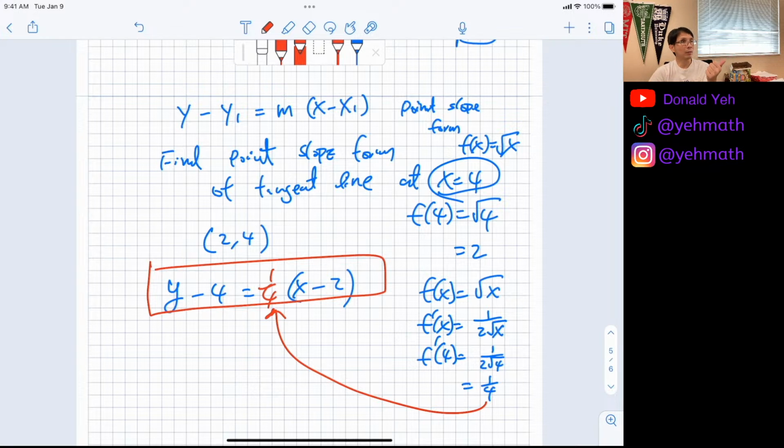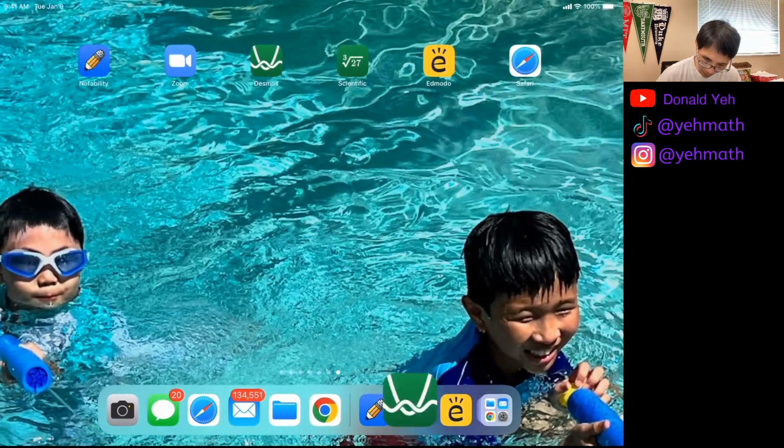First, you figure out what x value you're going to use. Usually they give it to you. You can figure out the y value by plugging in. And then you can plug into the derivative to find the slope. Let me just show you what the tangent line looks like. You guys have to first understand what it looks like.